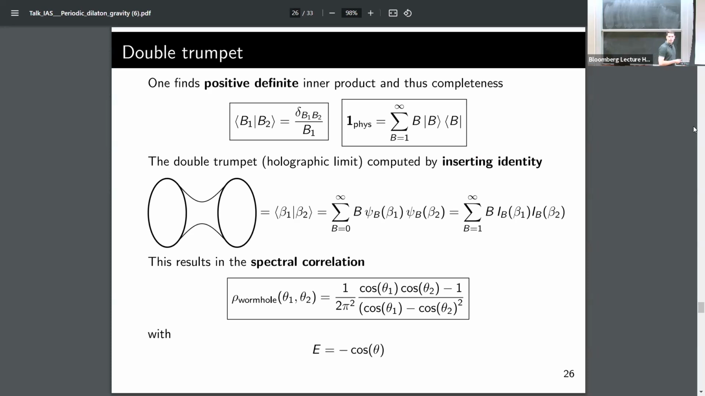I think actually that Henry Maxfield did a similar type of calculation for JT a few days ago in a paper, but I didn't look at it enough yet. Well, it sounded related. But that was for JT, this is sine dilaton.